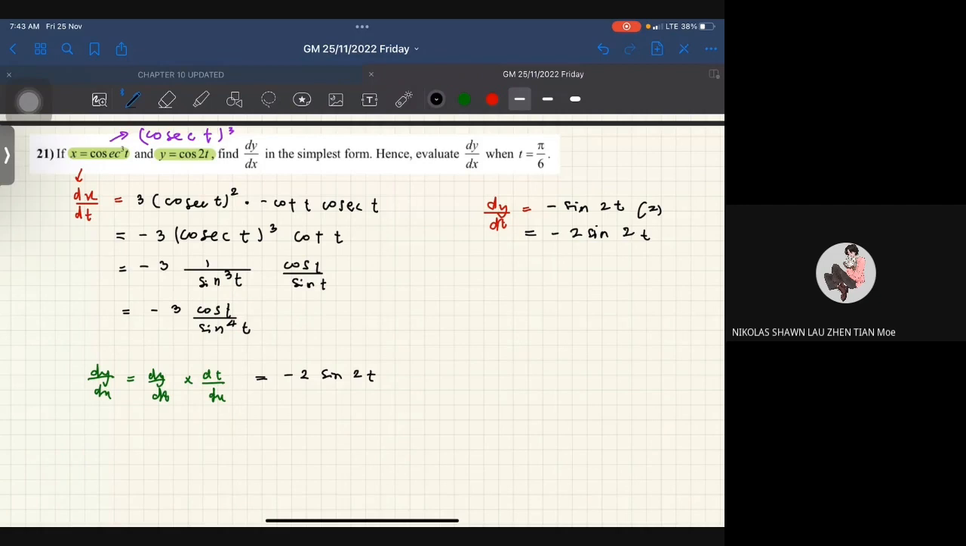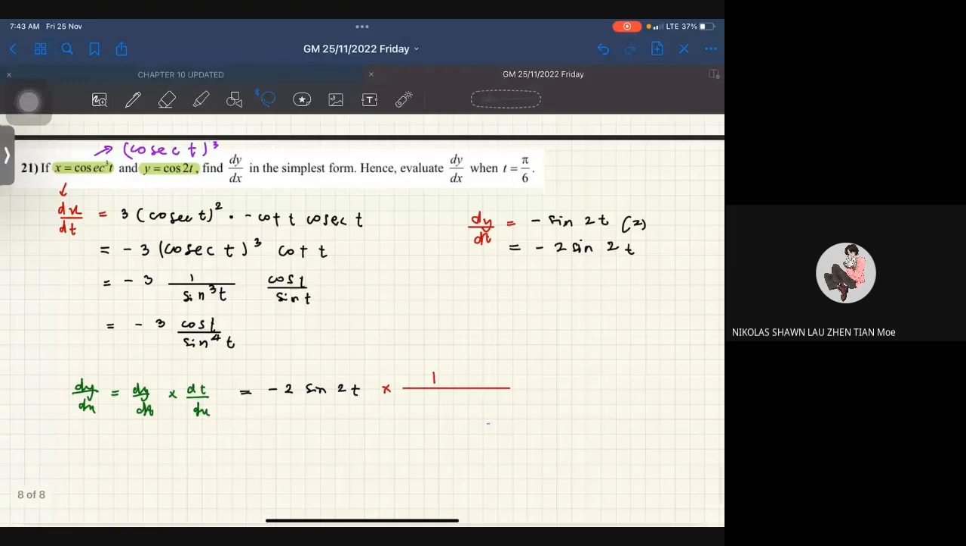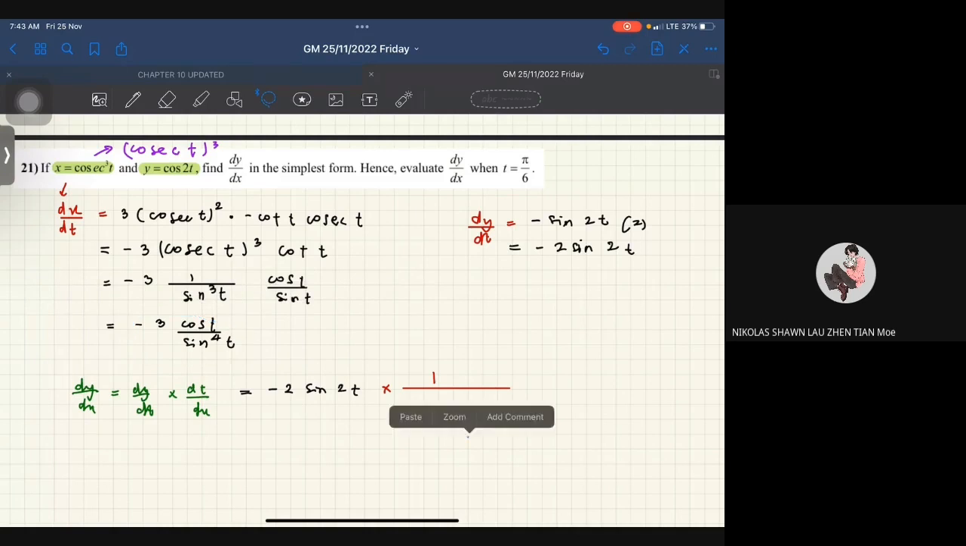Okay, so saya tulis dia macam ni. So I just multiply it with 1 over my function dekat sini. So I just copy this one and I put it over here. Copy, paste. Like that.